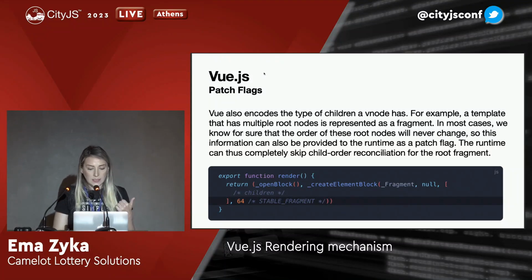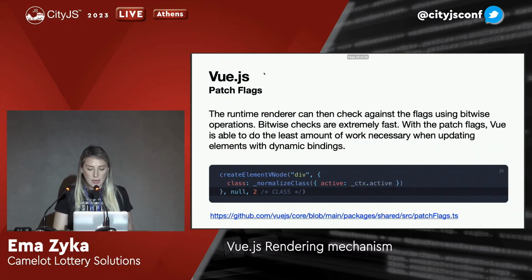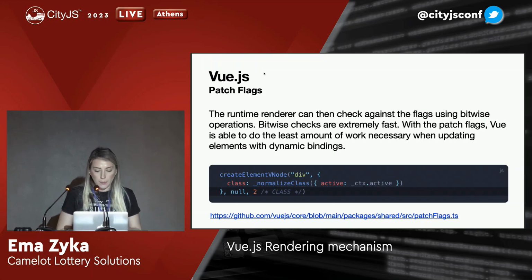For these kinds of numbers, there is a specific file inside the source code of the Vue.js project, the patch flag TypeScript file, which contains all the categories, all the numbers that represent each process and are used in the bundle in the source code.